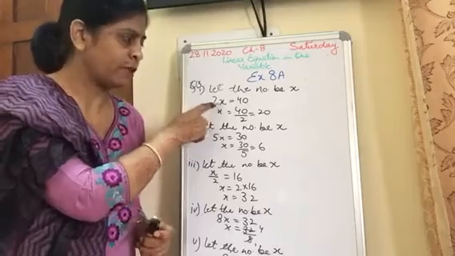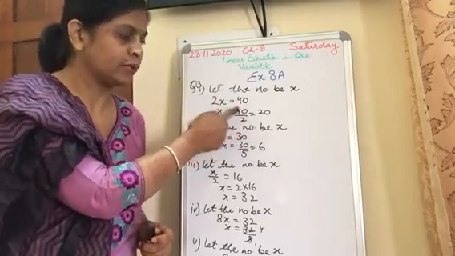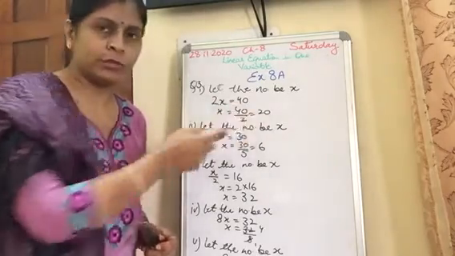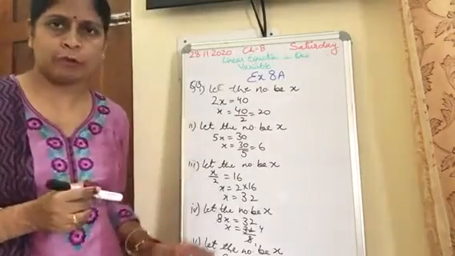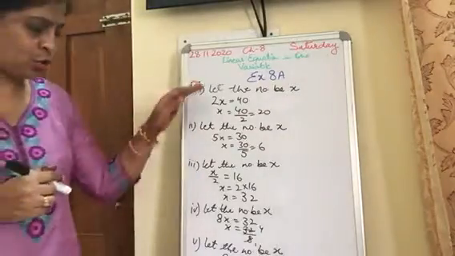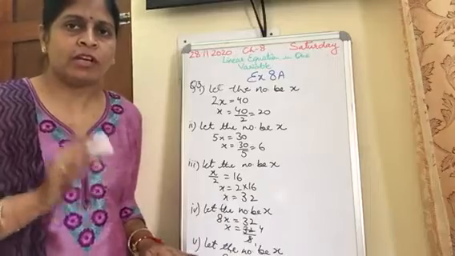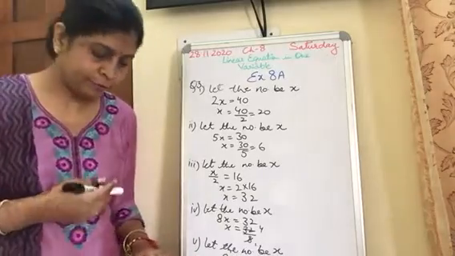So, the value of x will be: now 2 is multiplied, send it to that side, divide. 40 by 2 equal to 20. Like this, you have to solve it. Now I have done the first part of it. The rest of the parts you do by yourself.